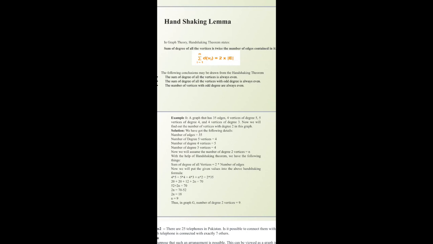to calculate the number of vertices whose degree is 2. We will solve this by using the handshaking lemma, the handshaking theorem. First of all, we will see the number of edges. Example 1, the first thing is our graph has 35 edges. So solution: number of edges is equal to 35.